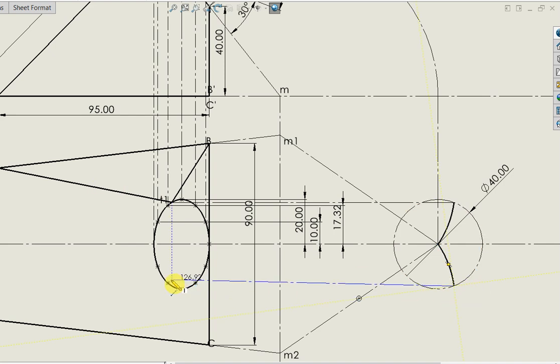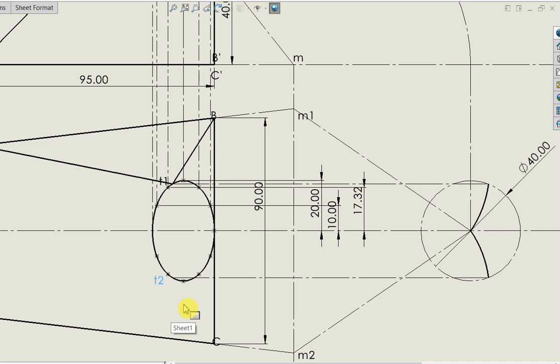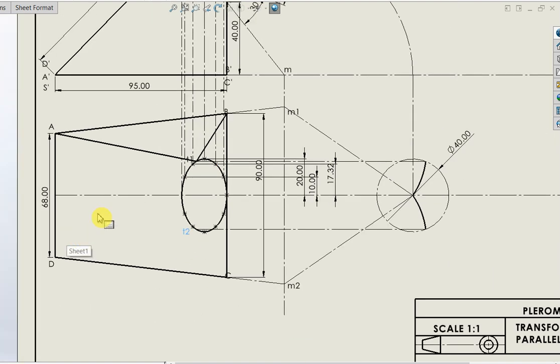I'll transfer the tangent point to the ellipse. So this one is horizontal. This tangent point down, I'll name it T2. So this point right here is T2, the tangent point down. Next I'm going to draw a line from T2 to D.